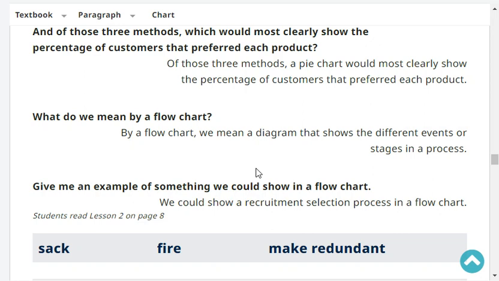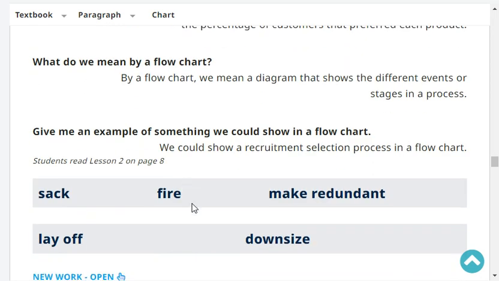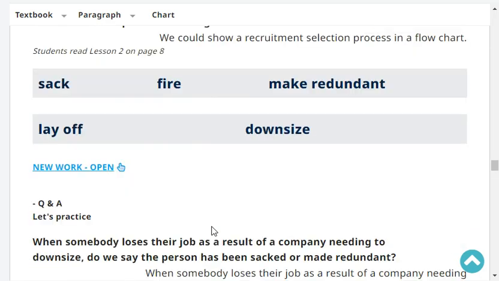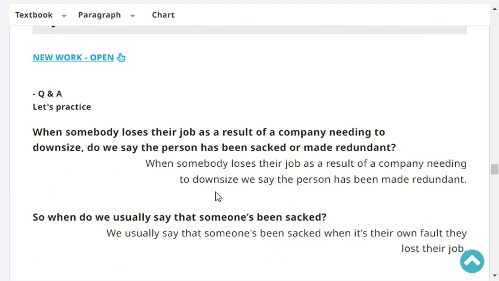We could show a recruitment selection process in a flow chart. Very good. Okay, next. When somebody loses their job as a result of a company needing to downsize, do we say the person has been sacked or made redundant?